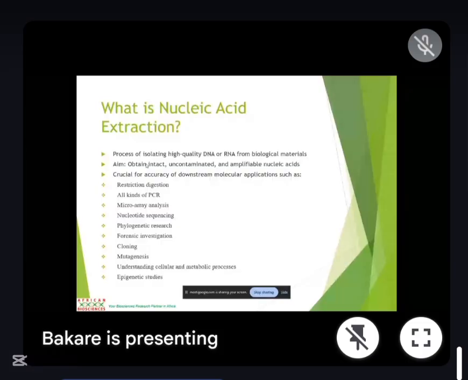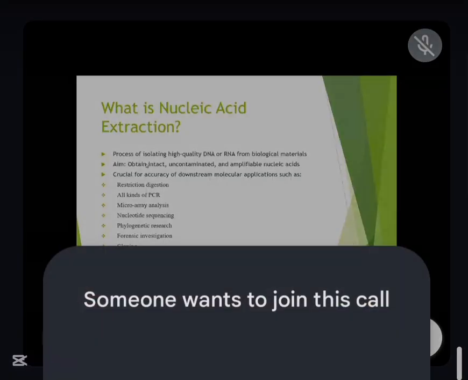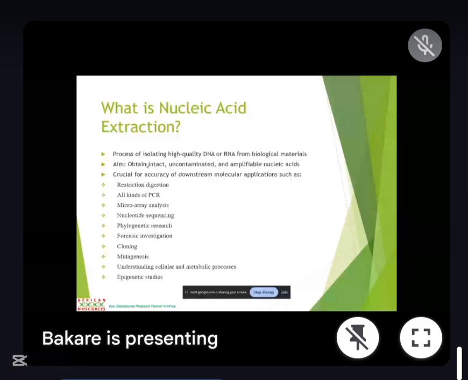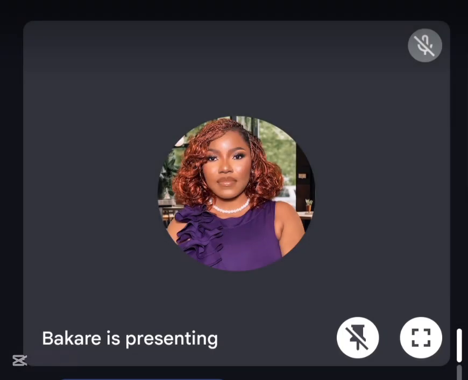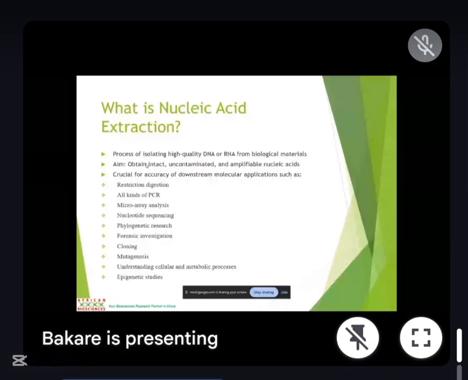There was a time I was talking to someone that nucleic acid extraction is the foundation of all downstream molecular applications that you can do. The person was like, nucleic acid extraction is just there. I was like, okay, imagine you want to perform PCR, or even you want to do forensic investigation. You will still have to extract nucleic acid from your host. So what if while extracting your nucleic acid there was a mistake or anything? Then it's going to affect whatever it is that you intend to do with the project.